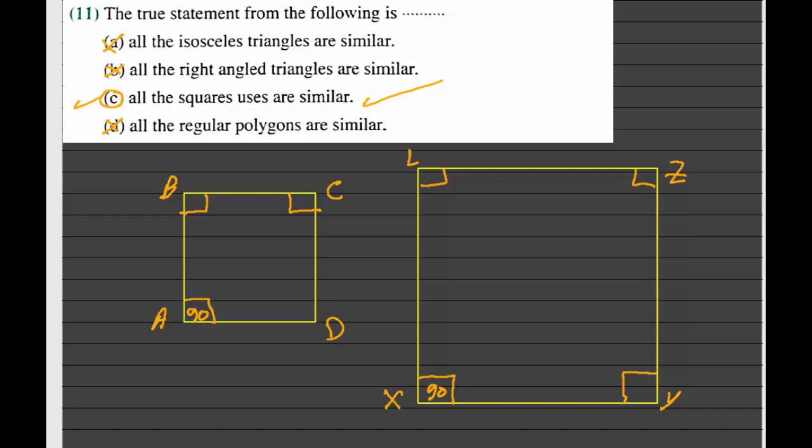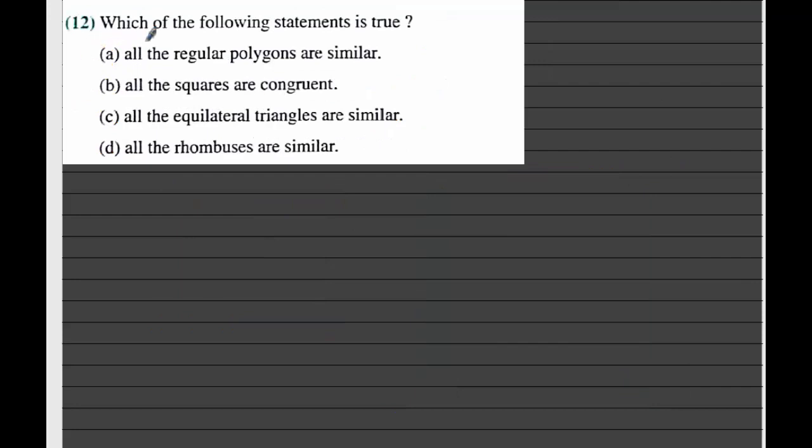Question number 12. Which of the following statements is true? All the regular polygons are similar? No. All the squares are congruent? Of course no. All the equilateral triangles are similar? Yes, it's true. All the rhombuses are similar is not true, so the answer is letter C.